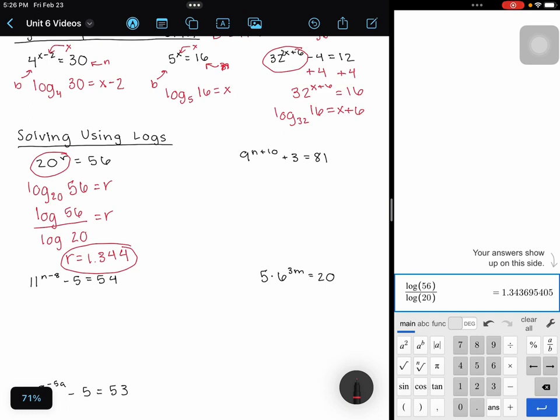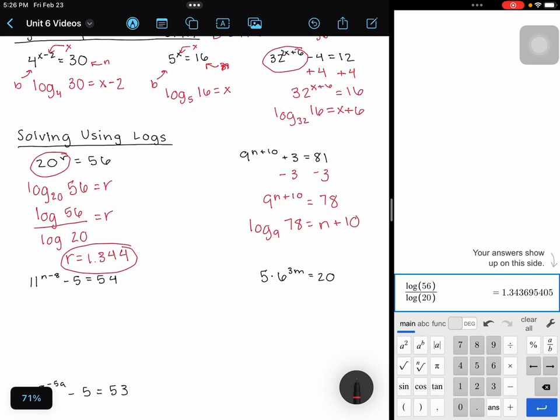And same thing here with this next one. Start by subtracting 3 from both sides. Now I can see that I have it in exponential form. So I'm going to switch it to log form. So 9 is my base, 78 is the n, and n plus 10 is our exponent.